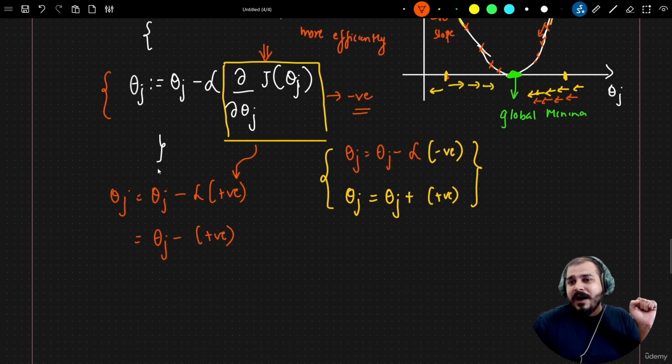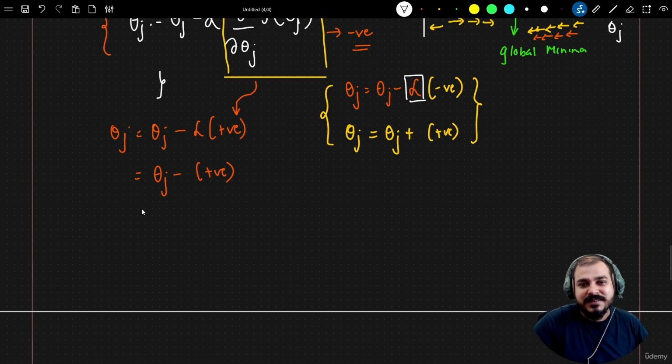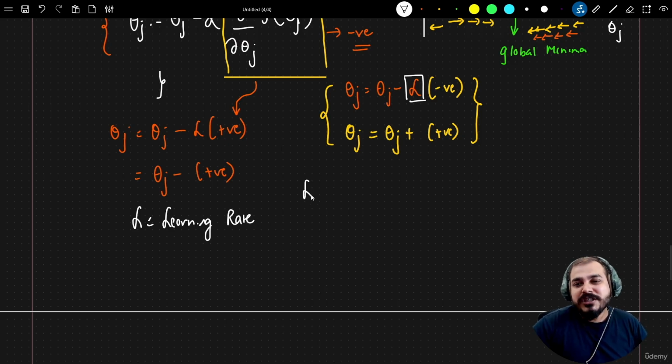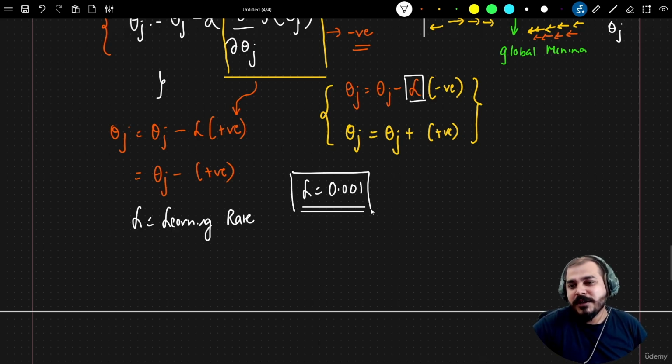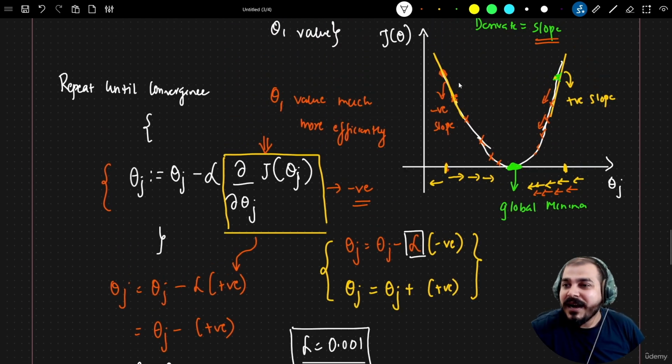Now there is one important parameter that we did not discuss, something called alpha. So what exactly is this alpha? Alpha is nothing but the learning rate. Learning rate is usually a small value that is initialized. Let's consider the learning rate initialized for my problem statement is 0.001. Now, what is the importance of this learning rate? The learning rate controls the speed at which the convergence should happen.